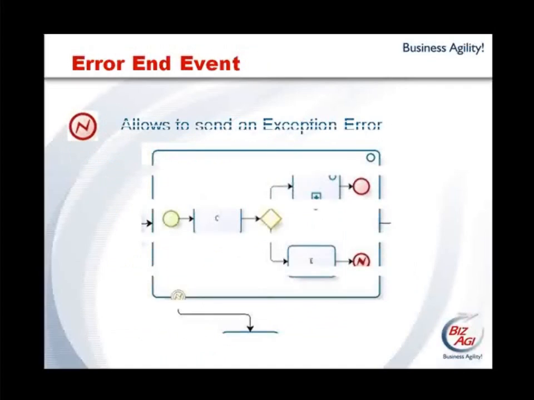The error end event indicates that the process is finished, generating an error. This error can be captured by an intermediate error event that is found in a process at a higher level.